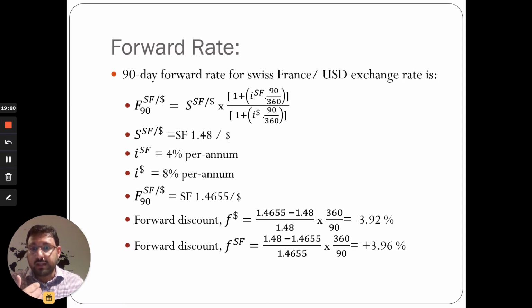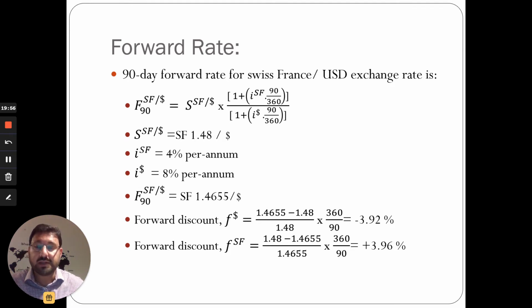On the other side, when the US dollar is getting sold at a discount, automatically it means that the Swiss franc is selling at a premium. So the last line is not the forward discount, I'm sorry for that, it's actually the forward premium. And if you use the discount and forward formulas, it is telling us that the Swiss franc is selling at a 3.96% premium.